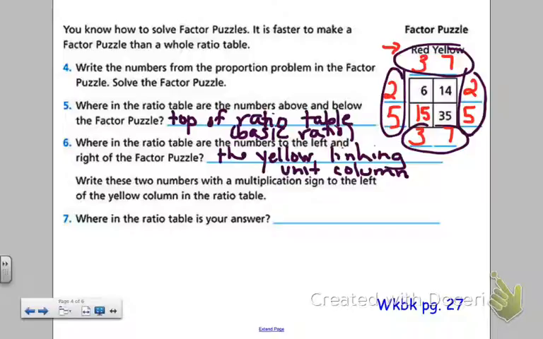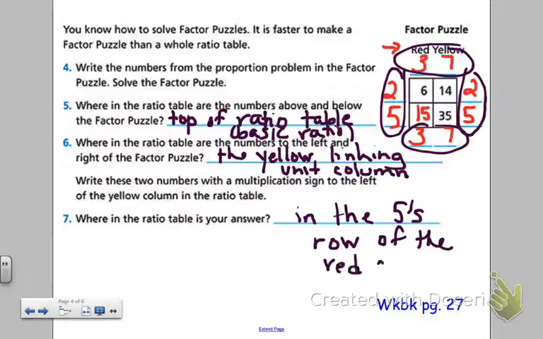And where in the ratio table was your answer? Well, the answer was in the 5s row of the red column.